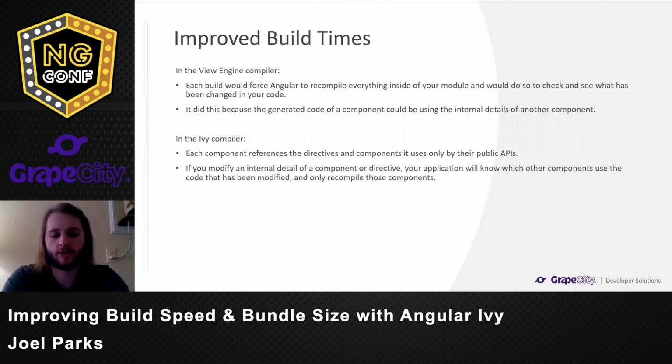Now, each component references the directives and components it uses only by their public APIs. So if you modify an internal detail of a component or a directive, your application will know which other components use the code that has been modified and only recompile those components. This can lead to massive benefits in build times for applications with a large number of components and directives. Now, instead of being required to recompile the entire application, you're only recompiling those components that need to be recompiled.